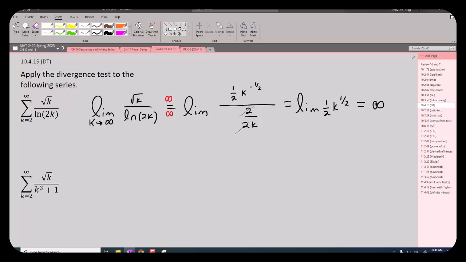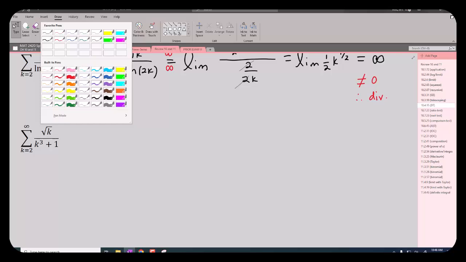This is super egregious. This is not equal to 0, therefore diverge by the divergence test. All right, so that one must diverge.